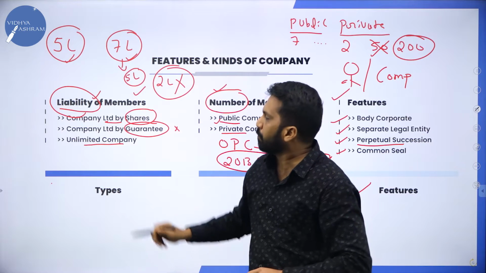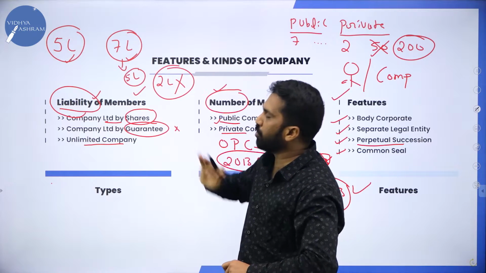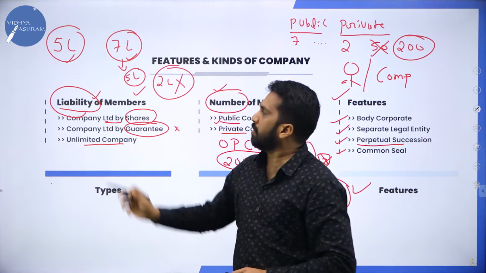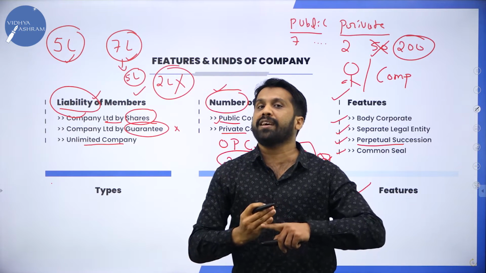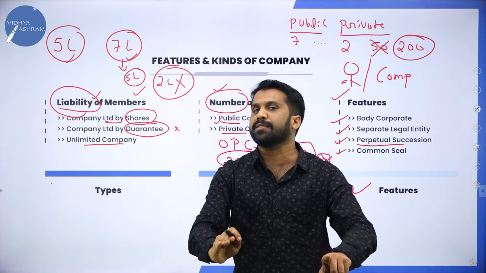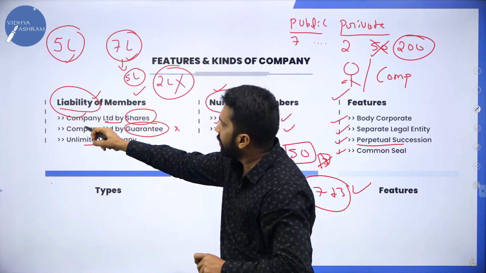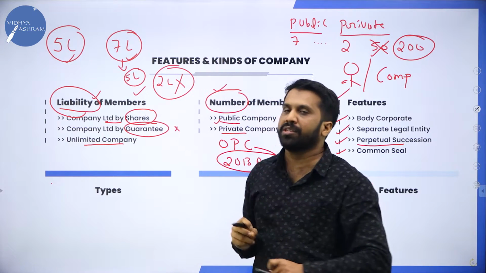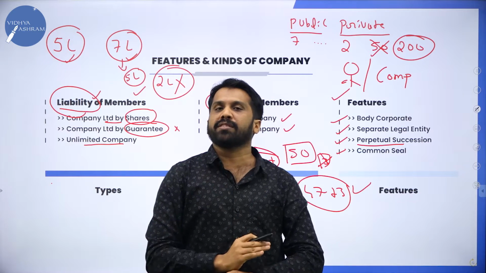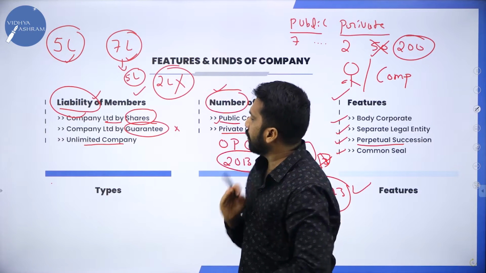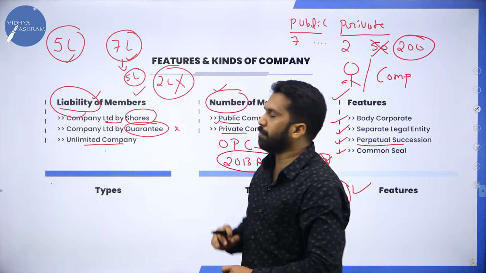Why? Because limited by shares. How much is your shares? 5 lakh. You are limited up to 5 lakh. Beyond 5 lakh you are not responsible. This is called company limited by shares. How much share you have, that much you are responsible. Clear? Now, unlimited company.